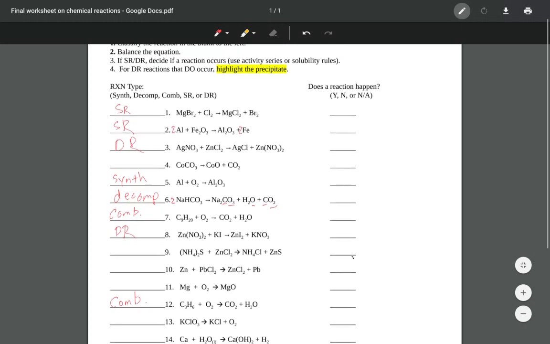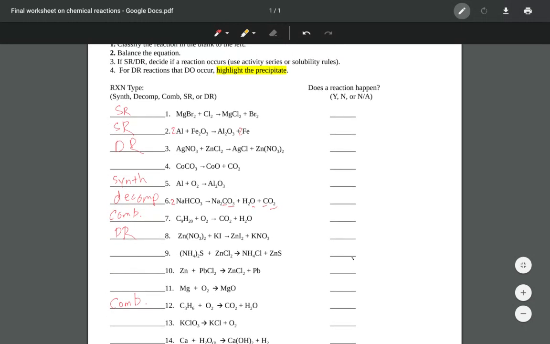Combustion ones can also be tricky, so I'll go back and show you number 7. You have 9 carbons on the left, so I'll put a 9 right there. You've got 20 hydrogens on the left, so 10 times 2 is 20. And for oxygens, on the left, we've got 2 on the right. We have 18 plus 10, which is 28. And so 14 oxygens goes on there.